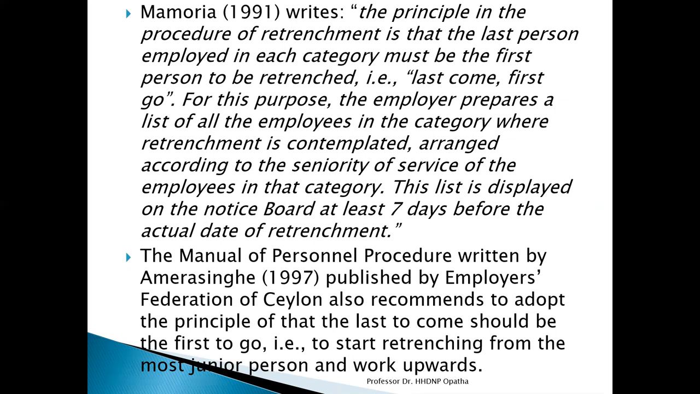according to that manual also, what is the recommendation? To start retrenching from the most junior person and work upwards. That means last in, first out. Assume in the last week one person was hired, and next week we have to retrench one person, that person we have to retrench, not the person who was hired 2 months ago. As the second person, then we have to retrench the person who was hired 2 months ago, according to the method.